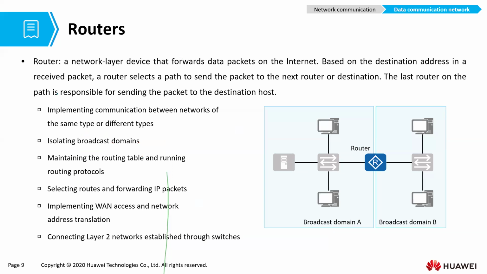Then we go to the router. Router, that's a layer 3 device used in implementing communication between networks of the same type or different types. Router, it connects my networks. It isolates my broadcast domain. I'll quickly run through this. It maintains the routing table. It selects routes, implements wireless access, wide area network access, and connects layer 2 networks. All right.